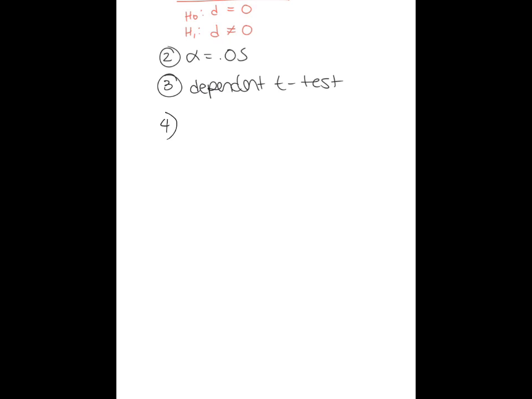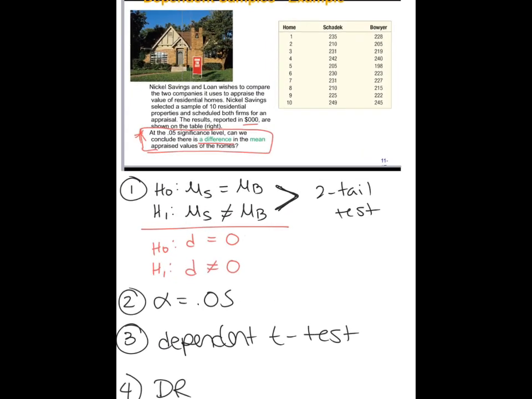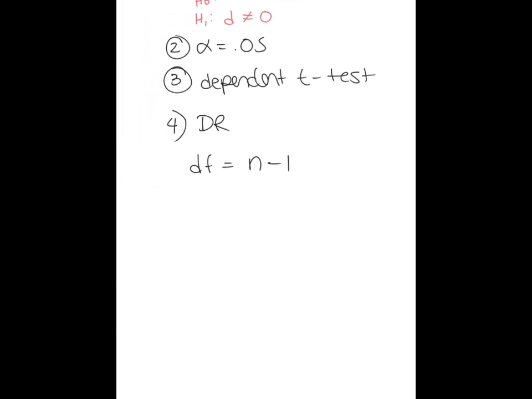Step 4 is our decision rule. As we saw, the degrees of freedom vary from group to group. In this case, the degrees of freedom for a dependent sample are simply n minus 1. Because in this case, you're only looking at these 10 homes, right? That's your entire sample. And so the degrees of freedom are just n minus 1 because that's the number of observations that are free to vary when calculating the mean. So in this case, we have 10 minus 1, or 9 degrees of freedom. To get our t-values, again, it's a two-tailed test.